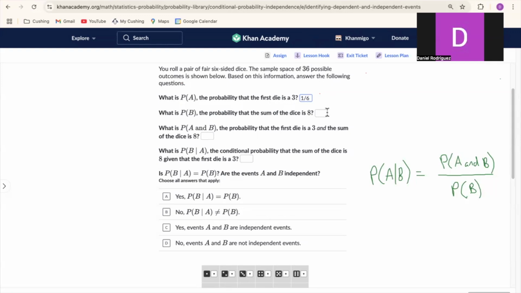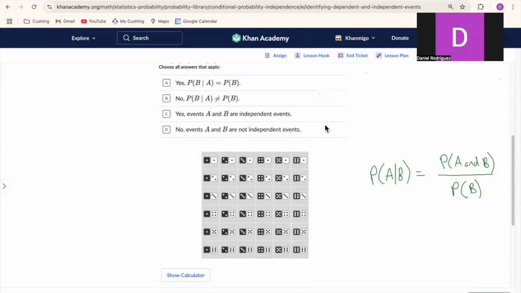What is the probability that the sum of the dice is 8? If you know dice probabilities, there's a chance you might know this off the top of your head because you can memorize this, but you can also count them. So out of all of these, how many have a sum of 8?